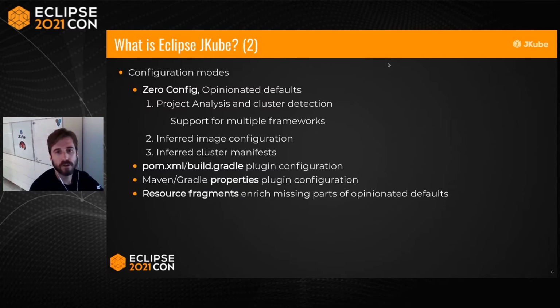Finally, we also offer what we call resource fragments, which is a very powerful way to modify the configurations that we generate. So basically, what you can do is provide a partial fragment of a YAML file, maybe a little part of your deployment or the config map or whatever, some small fragment of that configuration. JKube will read that fragment and it will merge it with the configurations that it will generate with the opinionated defaults. So it's a very easy way to override some of these configurations.